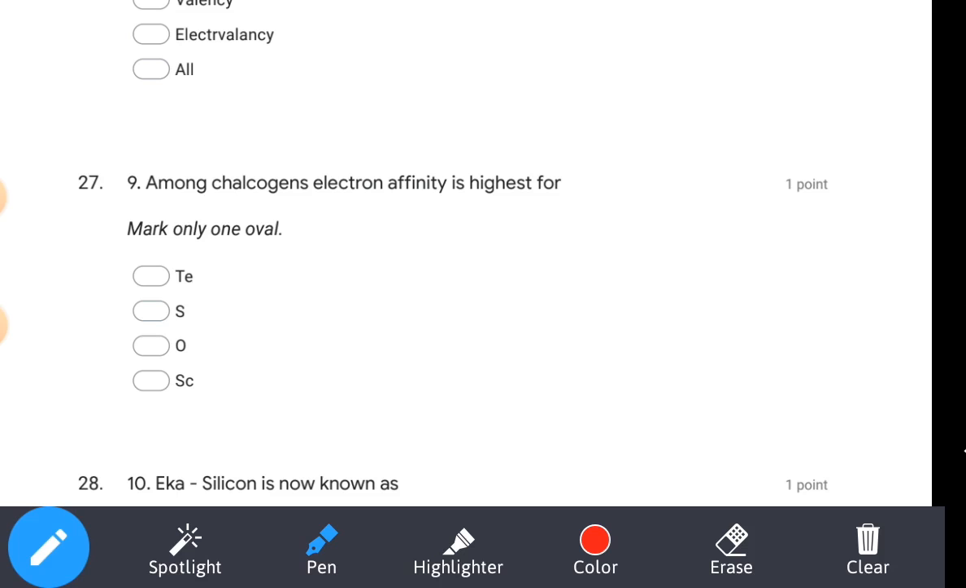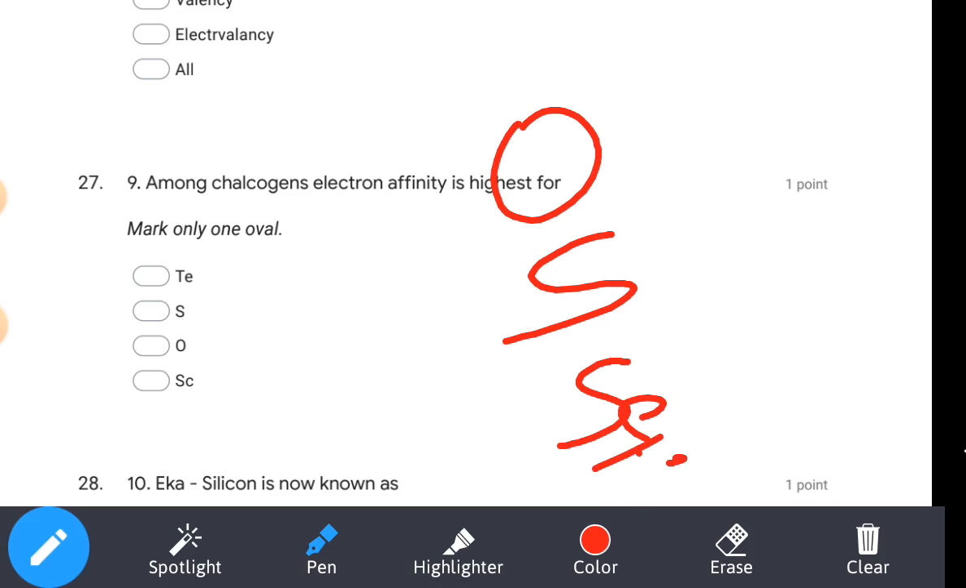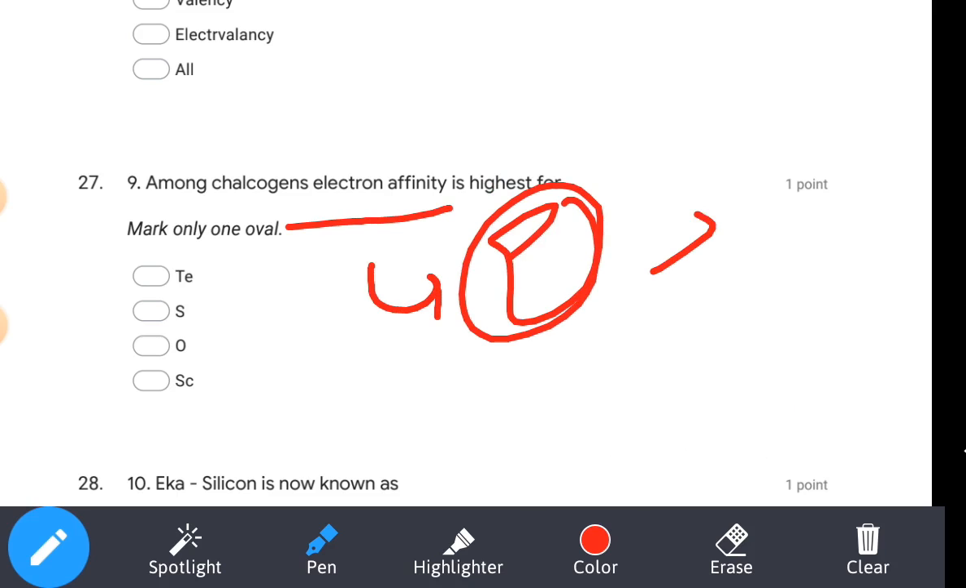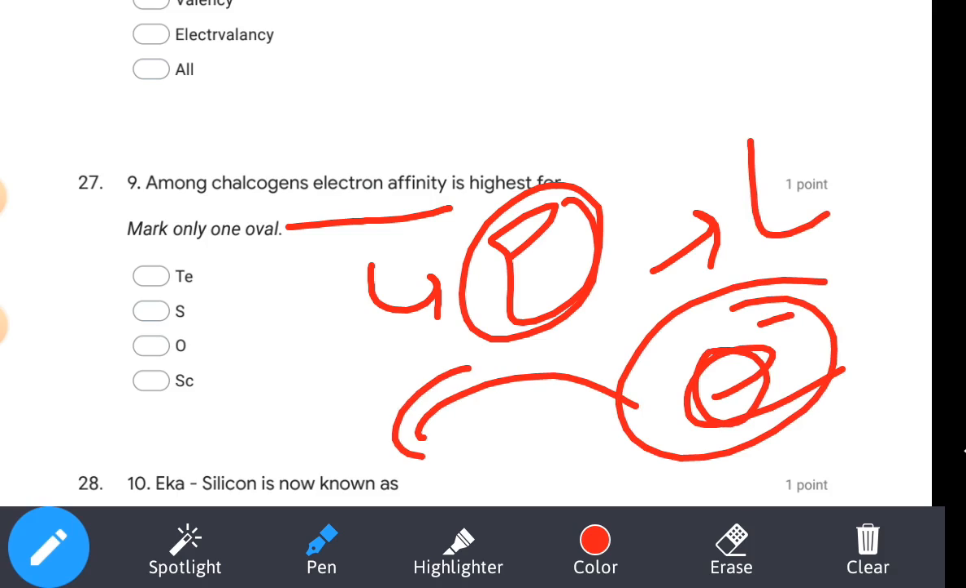27th question. Among the chalcogens, the electron affinity is highest for? What does chalcogen mean? Oxygen family: oxygen, sulfur, selenium, tellurium, polonium. These are the elements. Now, they are asking for the highest. Electron affinity means the amount of energy liberated when an electron is added to an atom. That is called electron affinity.